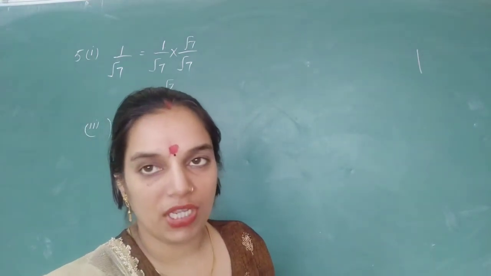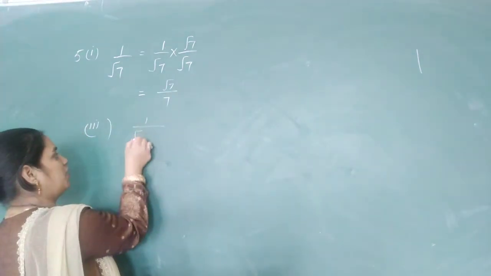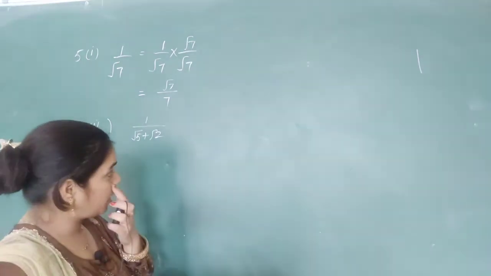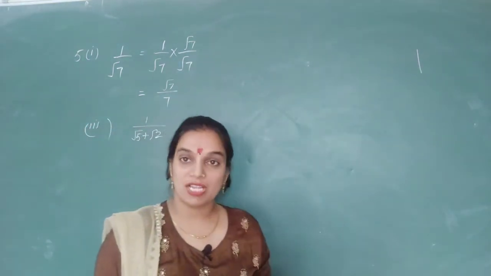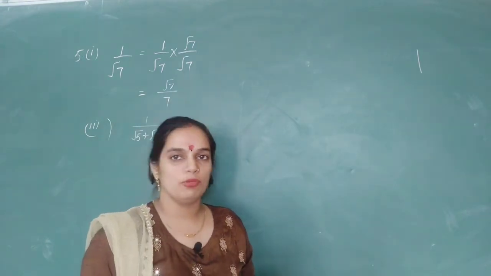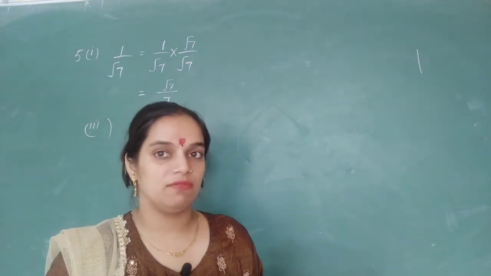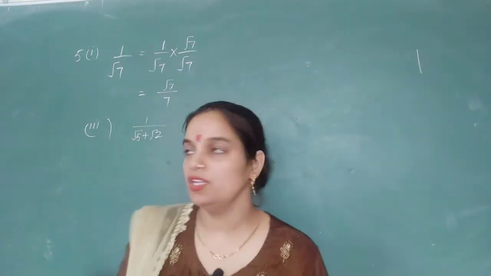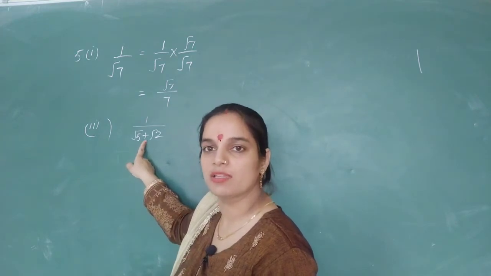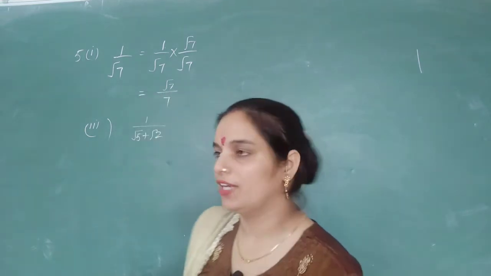In the third part we have 1 divided by root 5 plus root 2. Now we have to rationalize the denominator. So we will multiply both numerator and denominator by root 5 minus root 2. We will take the opposite sign. If there is a sign of addition, we will take the subtraction. If there is a sign of subtraction, we will take the sign of addition.